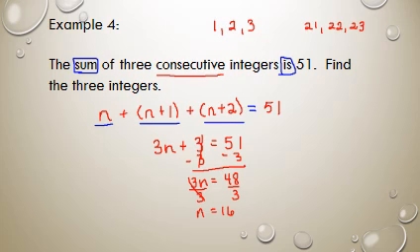So that means that our 3 integers would be 16, 17, and 18. And then to double check to make sure that's correct, all you would do is add those 3 integers up, and they should equal 51.